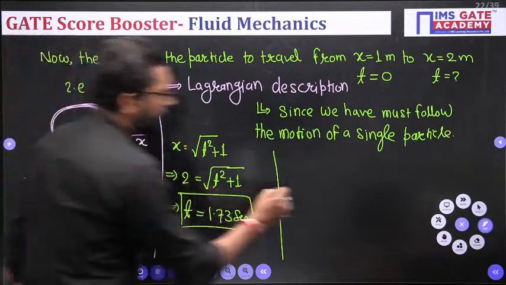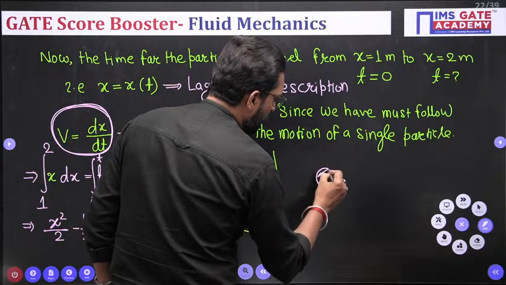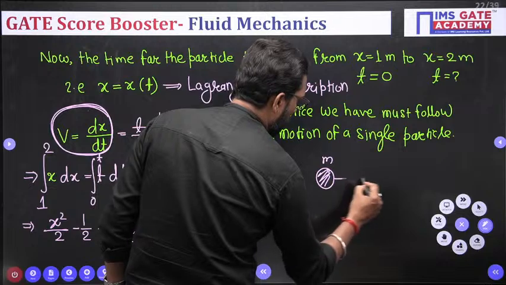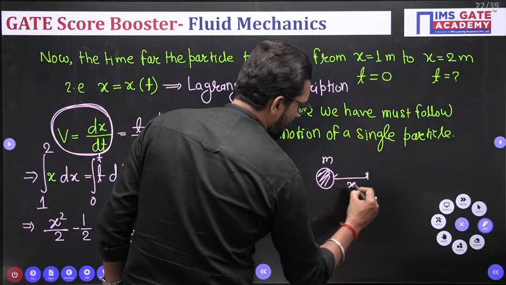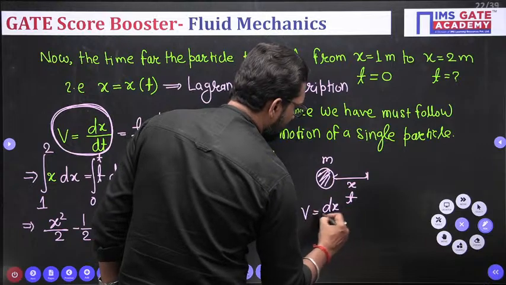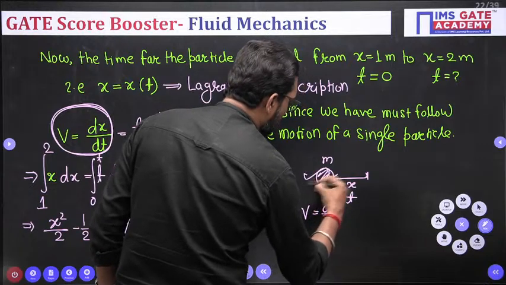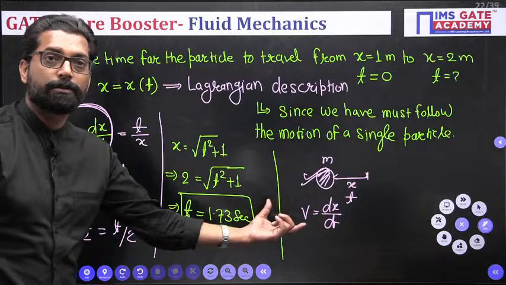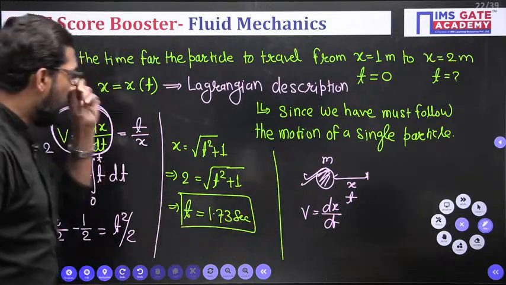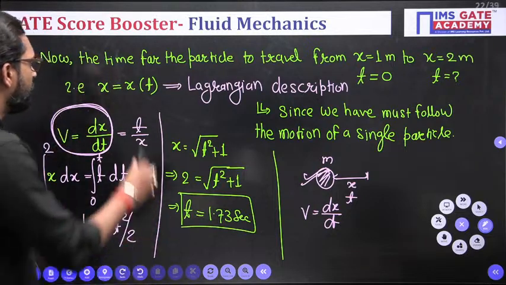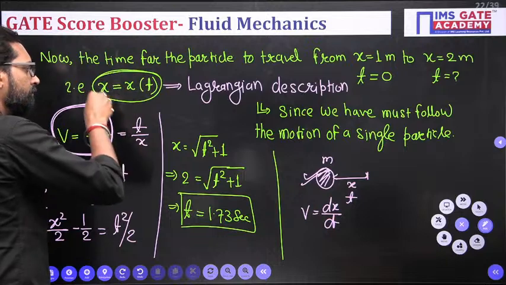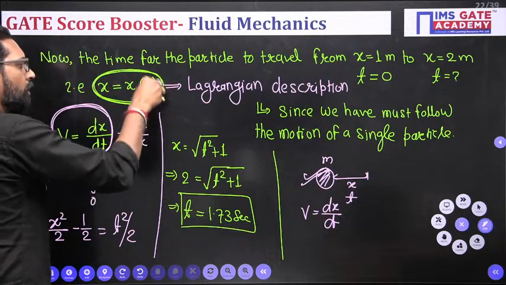That means a body of mass m which is moving a distance x and taking a time t. So what is the velocity? dx by dt. So this is your particle approach, this is your Lagrangian approach. In the Lagrangian approach, x is a function of time.